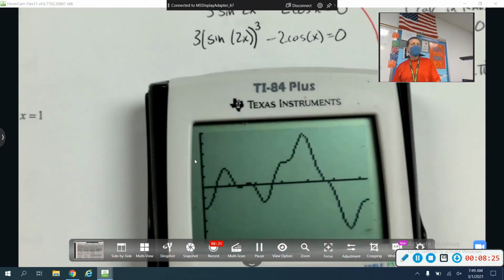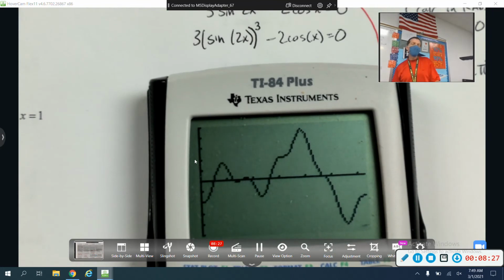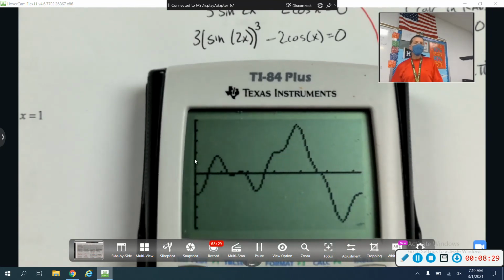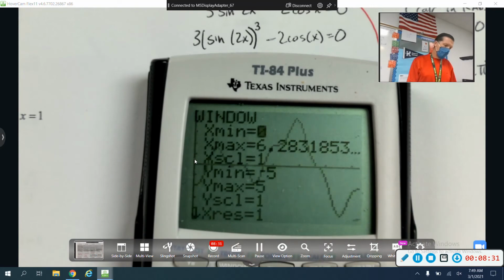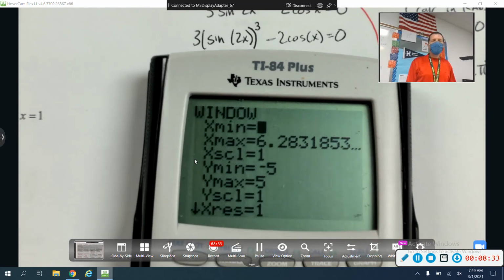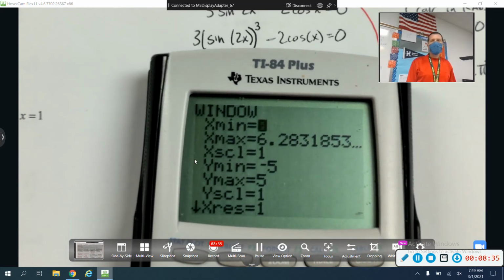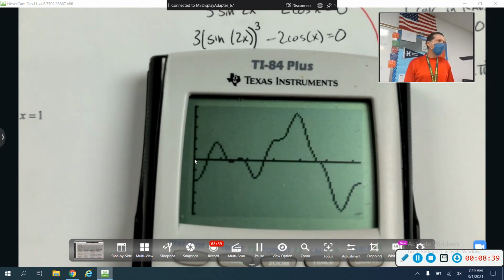Okay, yours should look like mine if you're in radians and if we have the same window. So 0 to 2 pi and negative 5 to 5 for x window and y window. So check that if yours doesn't look like mine does.